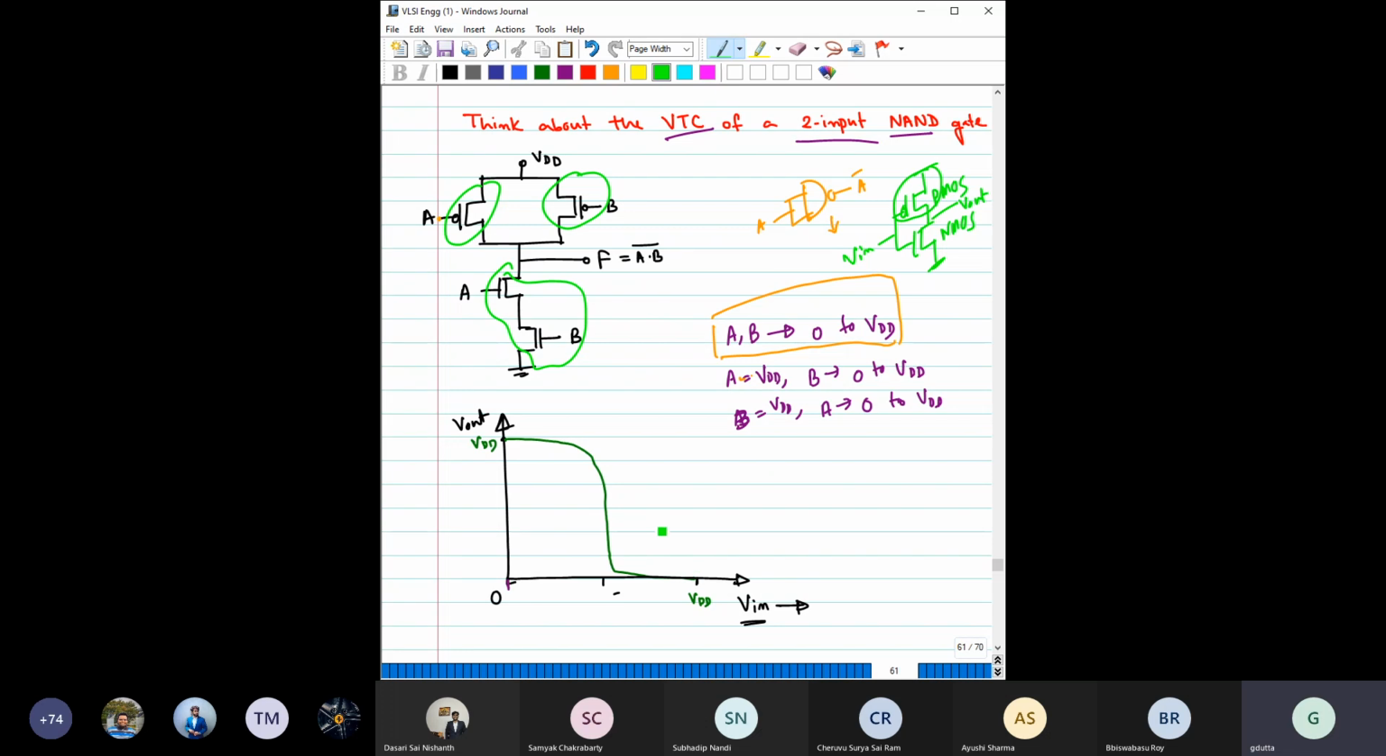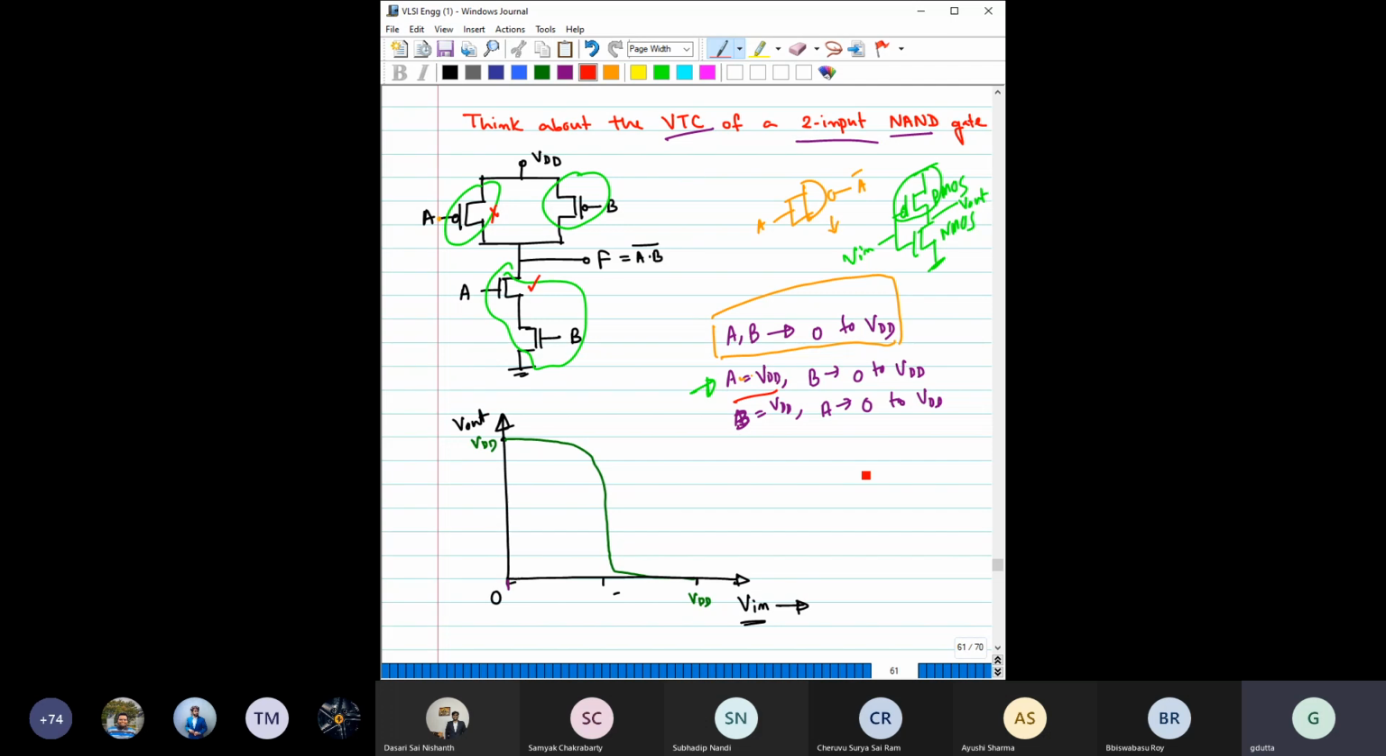And say you are getting these VTC characteristics, right? Now let us say for the next case, you have fixed VDD, A equal to VDD. So now you have fixed A equal to VDD. So that means this transistor is always on, this transistor is always off. So for this pull-up network, compared to earlier, the strength has reduced. Strength has reduced means the resistance has now increased, right?